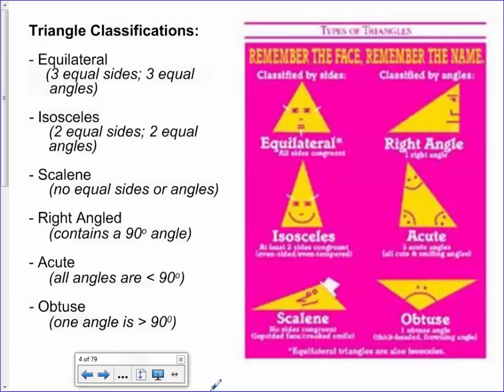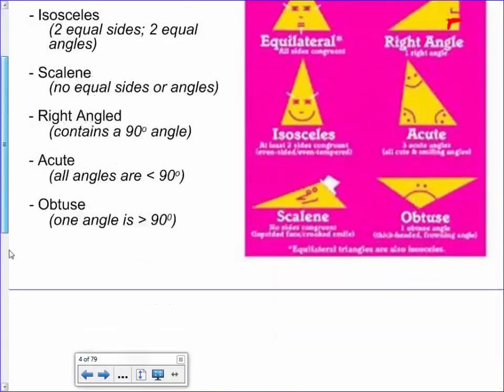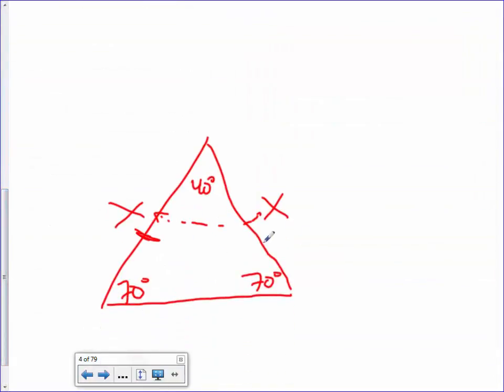Right angled means there's a 90-degree angle. Do you know the convention for how to draw a 90-degree angle in a triangle? It's a little box like that. That means it's 90. That's the convention. One more thought here: do you know the convention for similar sides being marked with a single line and a double line to indicate that they're different?